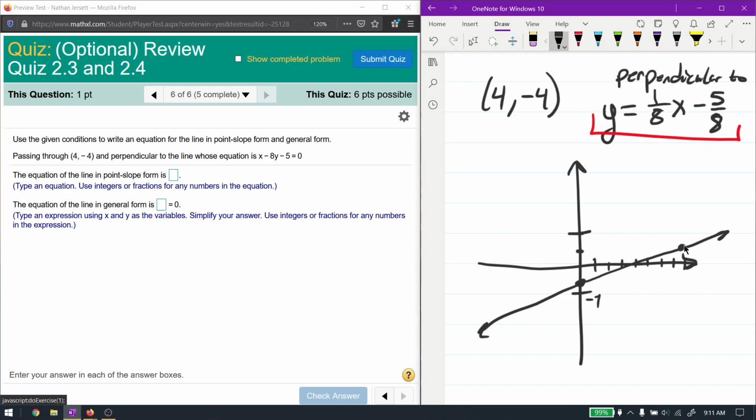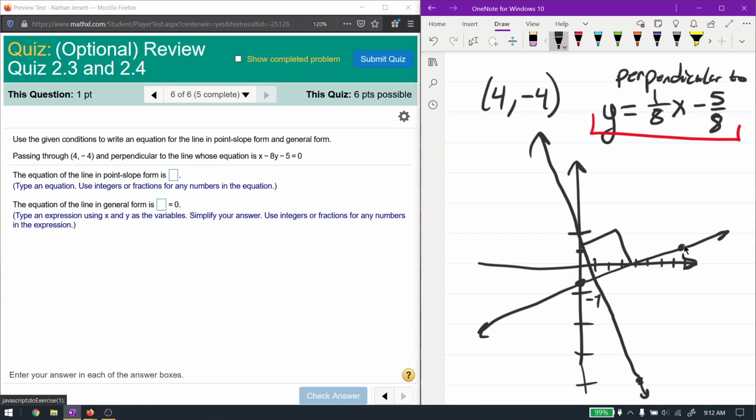And the point that we want to graph it on is 4, negative 4. Down here. And perpendicular is going to be a right angle. So it's going to look something like this. That's the line we want to find. This is a right angle. It meets at 90 degrees. And that's the line that we're looking for.